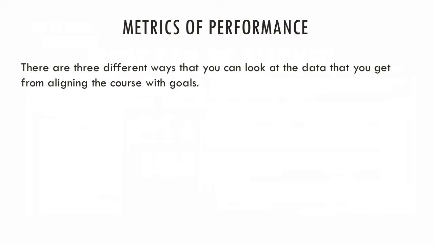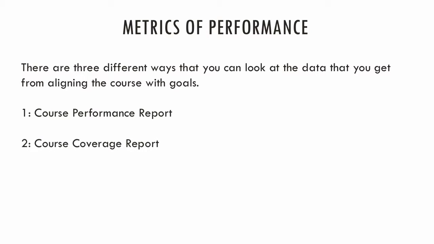So the metrics of performance. There are 3 different ways that you can look at the data that you get from aligning the course and then grading students' work. The first is a course performance report. This gives information on all students within a course. However, it does not include rubrics.